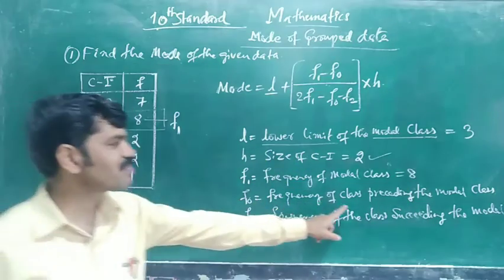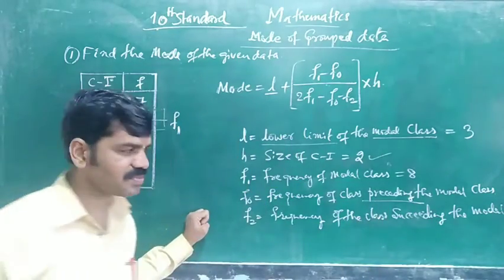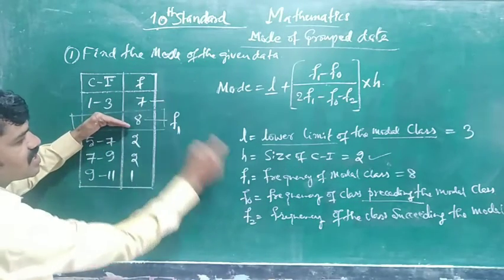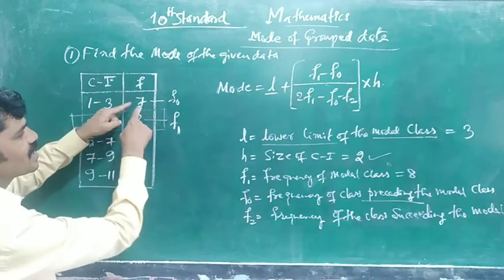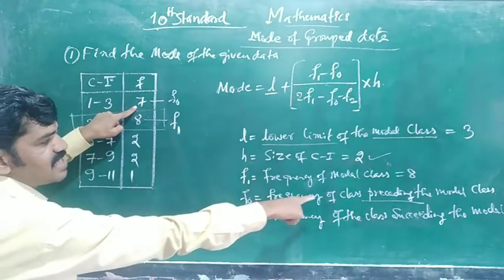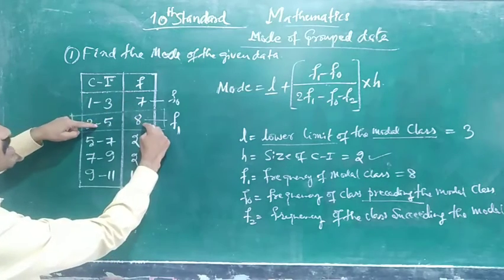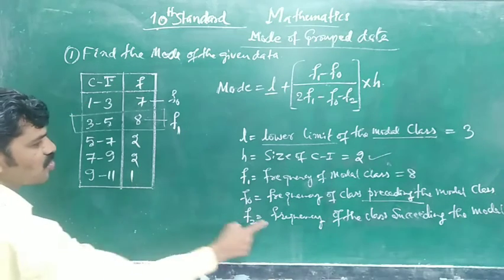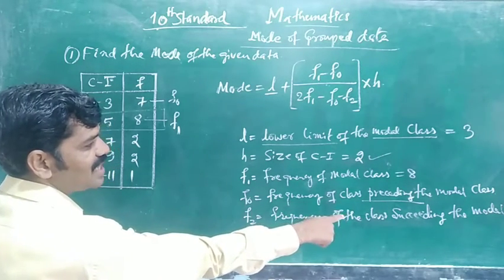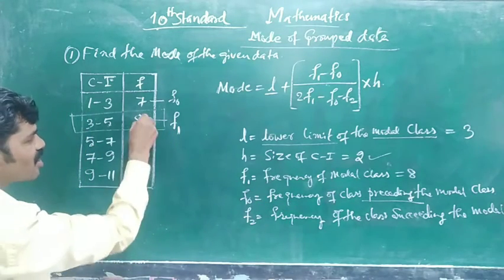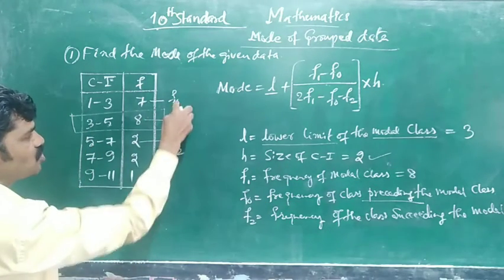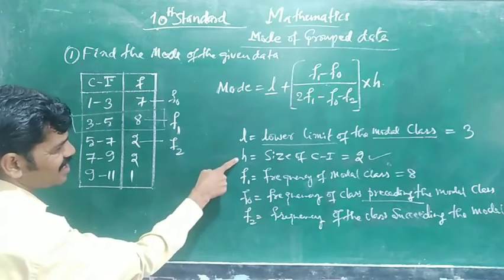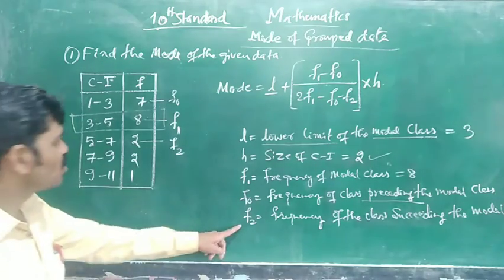F0 is the frequency of the preceding class. Preceding means previous. Frequency of the class preceding the modal class. F0, 7 is the frequency of the class preceding the modal class. The class before the modal class is preceding, 7, so F0 is equal to 7. F2 is the frequency of the class succeeding the modal class, next to the modal class, that is 2. F0, F1, F2. Okay? H is already known, L is already known. So what is this? 2.